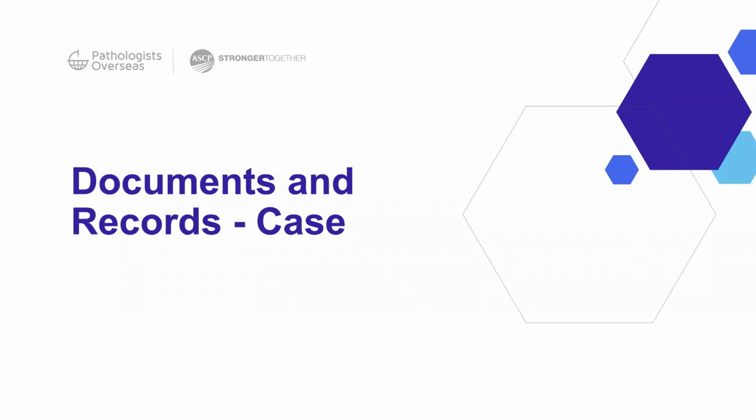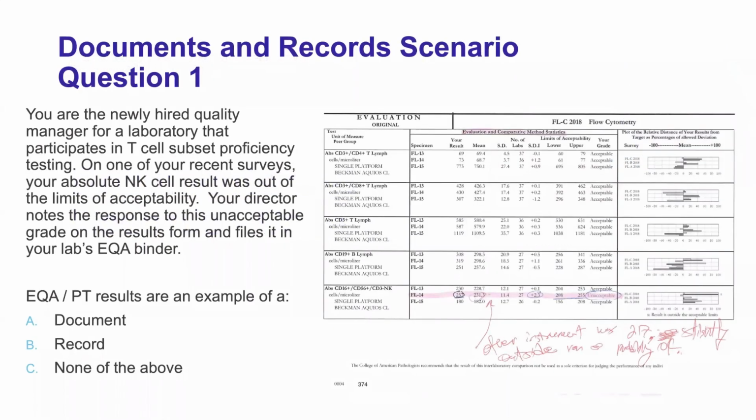So this was sent out to you earlier. And as Dan mentioned at the beginning, if you have any thoughts about the case or you want to record your answers so that I can discuss them live, you can put those in the chat, not the Q&A. You are a newly hired manager for a laboratory that participates in T-cell subset proficiency testing. On one of your recent surveys, the absolute NK result was out of the limits of acceptability. Your director notes on the results form that this is unacceptable and files it in your EQA binder.